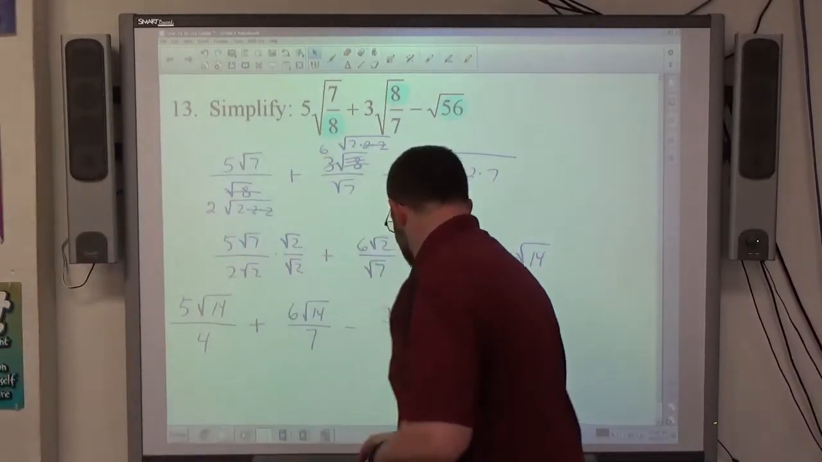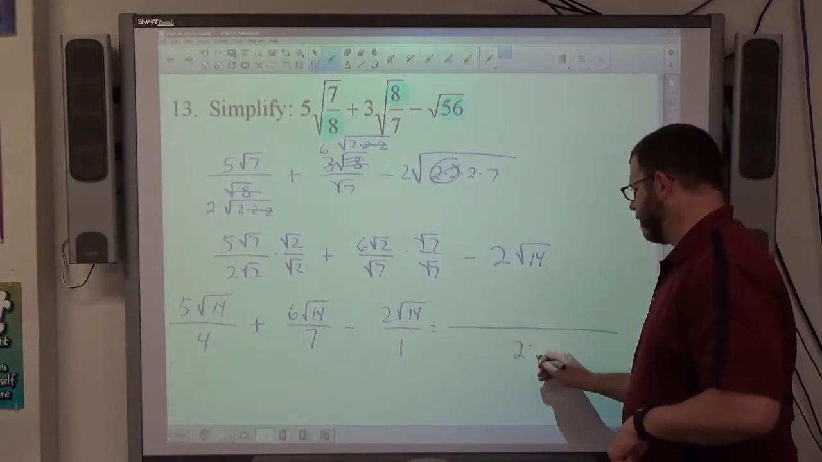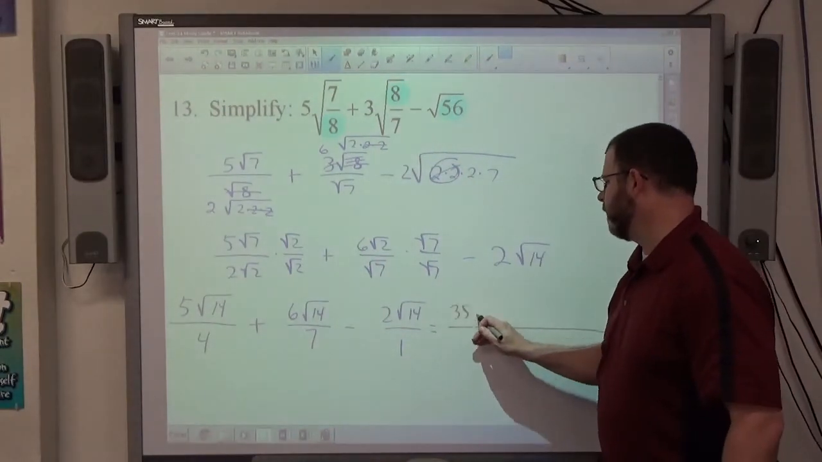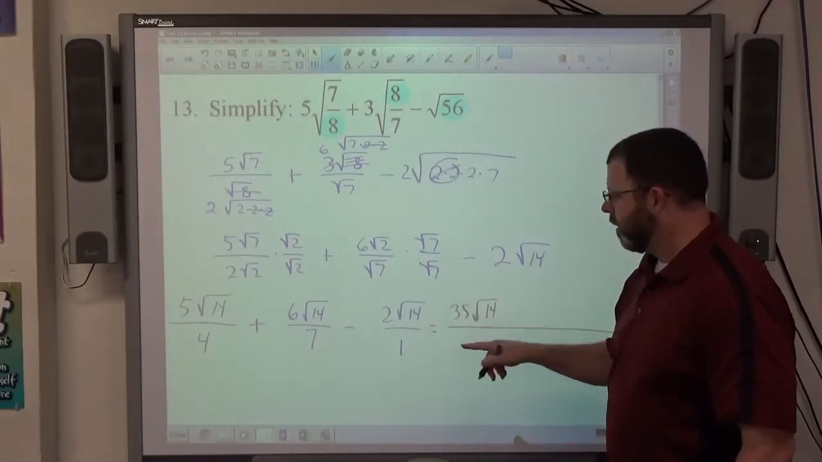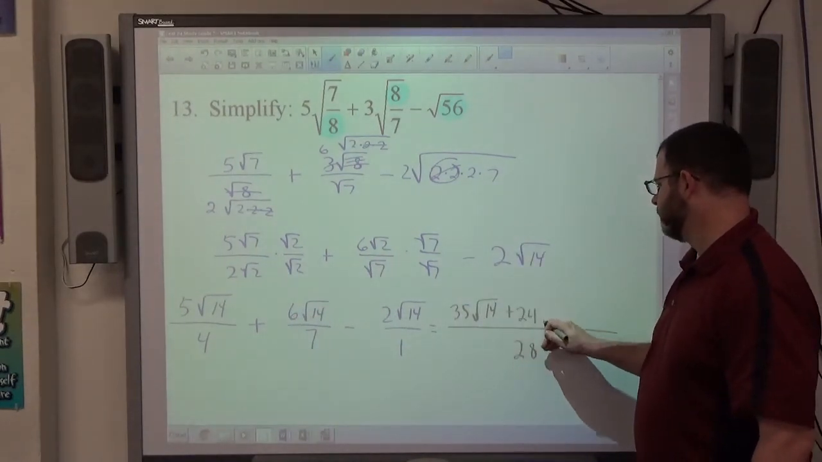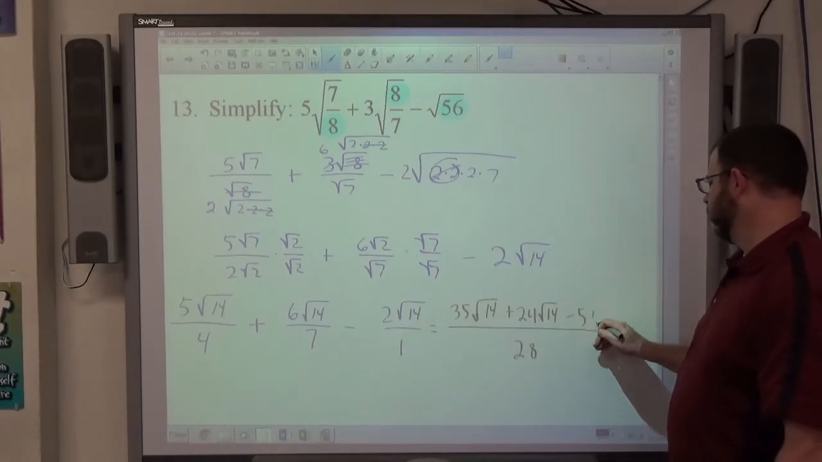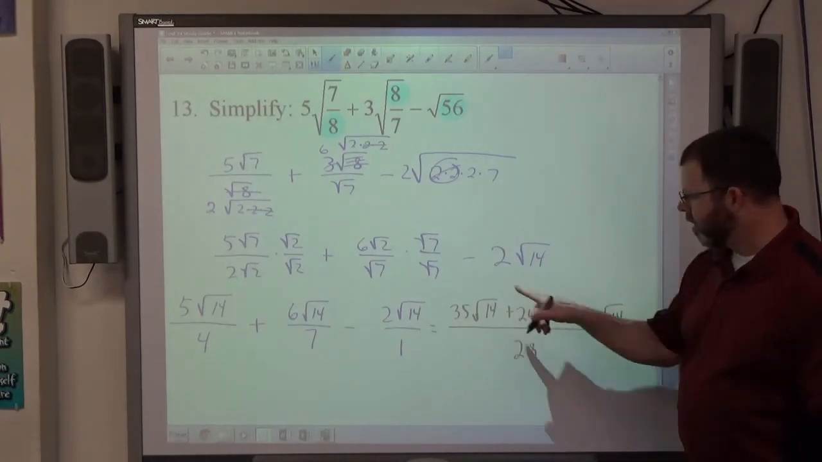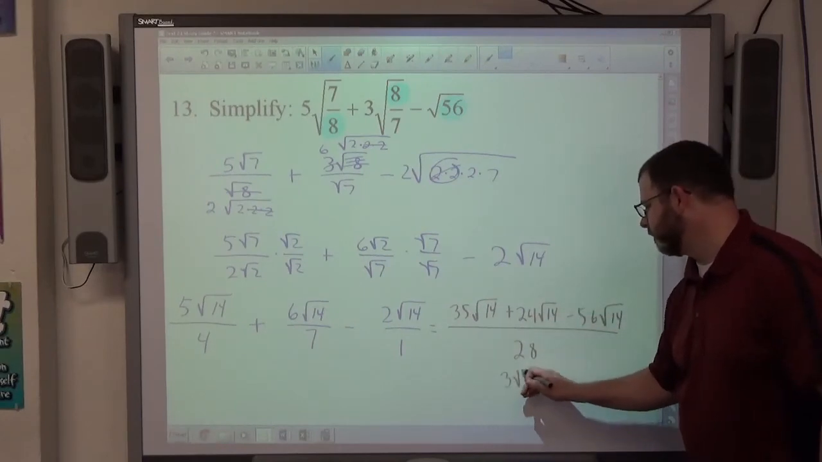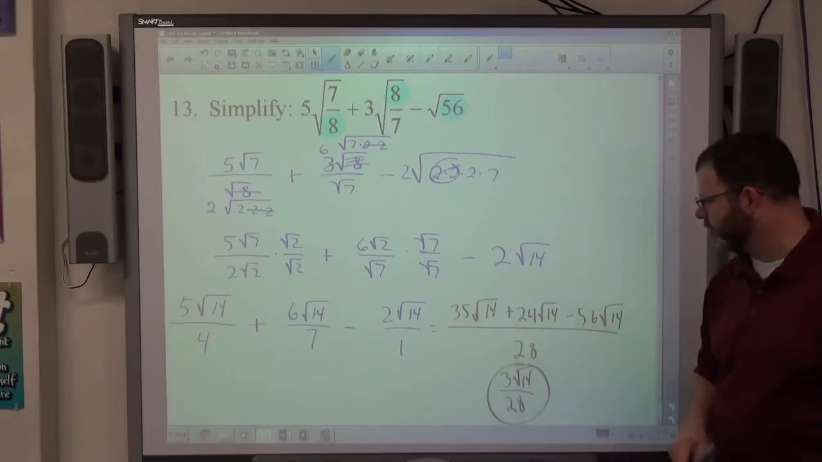What's left to do now is get a common denominator. The common denominator of 4 and 7 and 1 is 28. Times 7 times 7, so 35 square root of 14. Times 4, so plus 24 square root of 14. Times 28 times 28, so minus 56 square root of 14. 35 plus 24 is 59, minus 56 is 3. So that's our final solution.